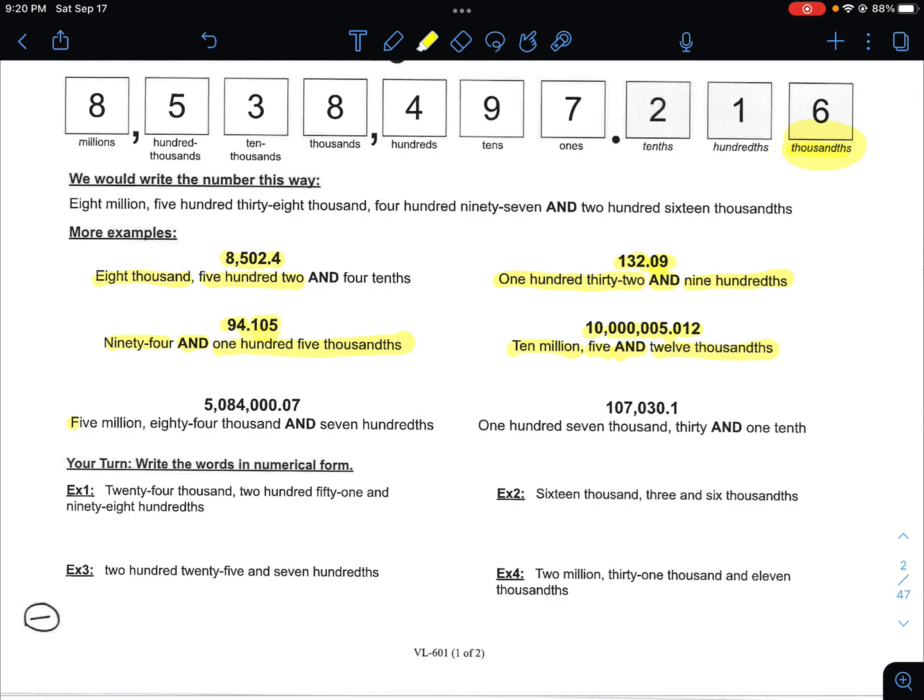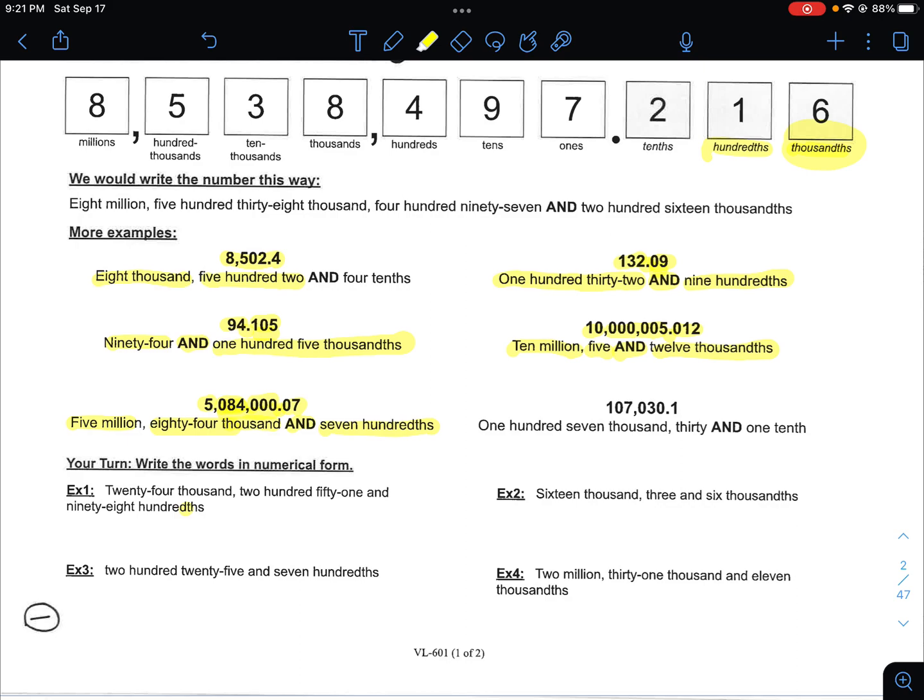Next number, we've got 5 million, 84, so just the 84,000, because the 84,000 is in the thousands place. So 5,084,000, and decimal point 7 hundredths. And we say 7 hundredths because there are 2 decimal places. So we don't really say anything for the empty section. It's 84,000, and we don't say 0 hundreds or anything.